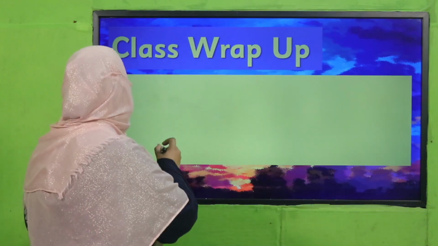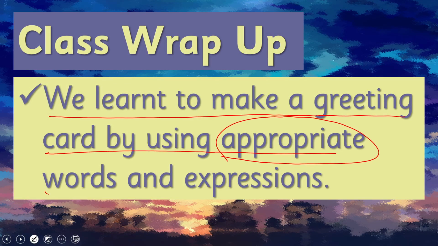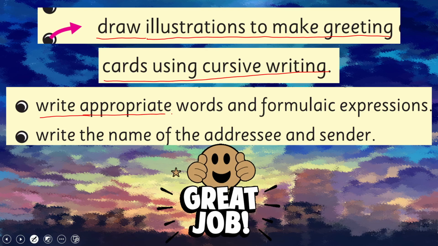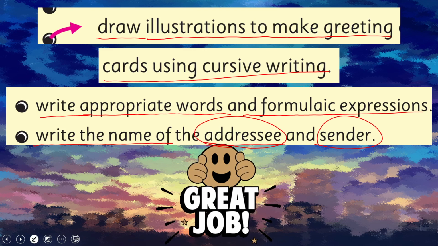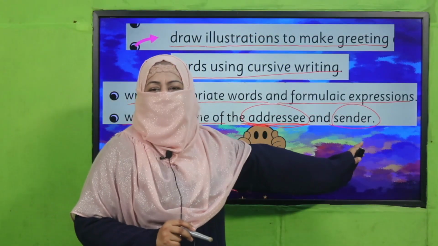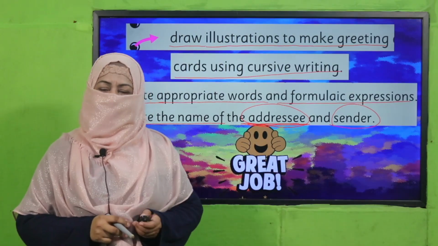So what have we learned today? We learned to make a greeting card by using appropriate words and expressions. So we achieved our SLOs to draw illustrations to make a greeting card using cursive writing, write appropriate words and formulaic expressions and write the name of addressee and sender. The addressee, we know, beta, is the one to whom we are writing, the way you will write my mother, my father, dear friend, etc. And definitely you will write your own name, the person who is sending the card. So in this way, we achieved our today's SLOs.